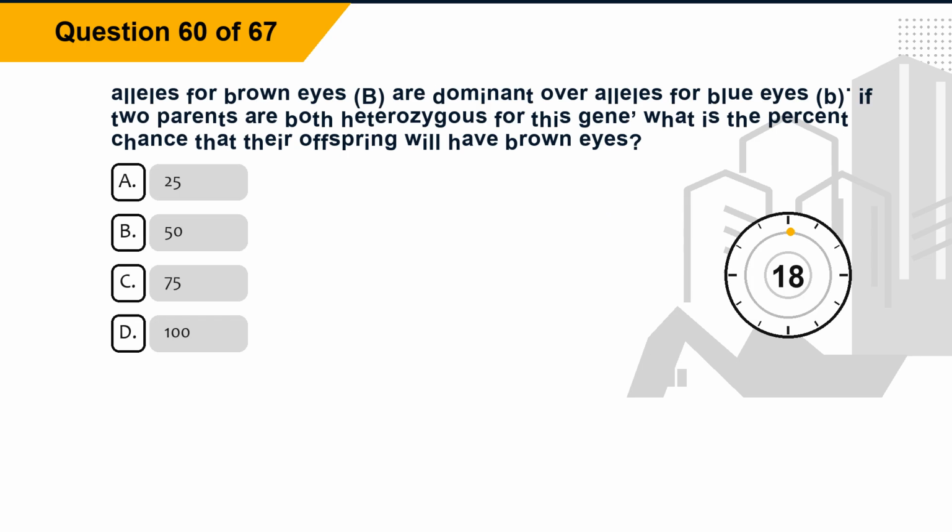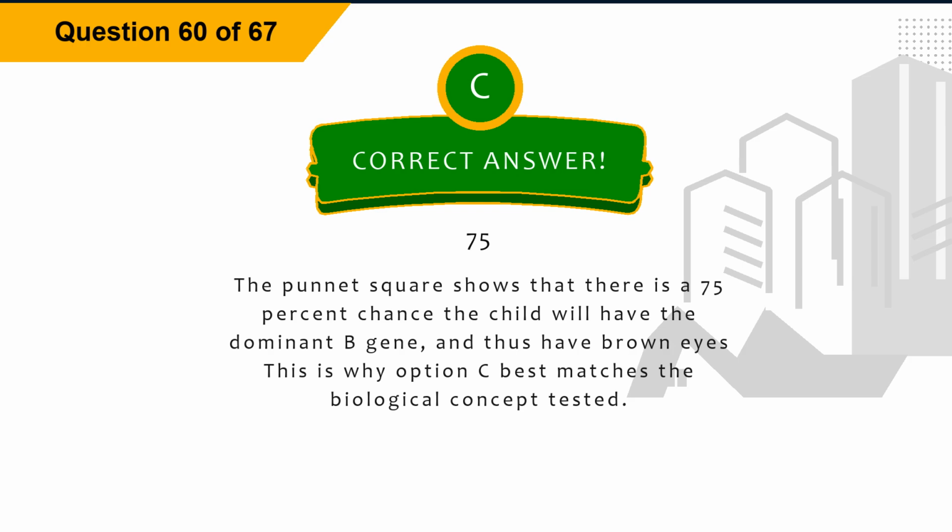Question 60. Alleles for brown eyes, B, are dominant over alleles for blue eyes, b. If two parents are both heterozygous for this gene, what is the percent chance that their offspring will have brown eyes? Option A, 25. Option B, 50. Option C, 75. Option D, 100. The correct answer is option C, 75. Explanation: the Punnett square shows that there is a 75% chance the child will have the dominant B gene, and thus have brown eyes. This is why option C best matches the biological concept tested.